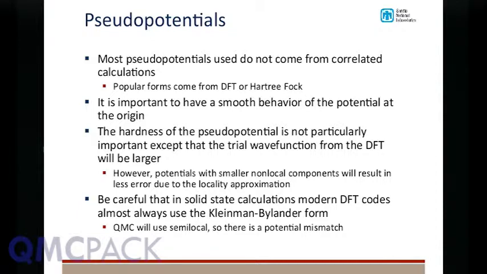A difference between, say, a DFT pseudopotential and a quantum Monte Carlo one is that we don't have to worry particularly much about how hard the potentials are. A large plane wave cutoff isn't really a problem, except that we're going to need more memory to store the wave function, but the cost is going to be just the same as for a soft pseudopotential. The thing that you have to be careful about is that a potential with a smaller non-local component will result in less error. So if your potential is hard, it may be that you have a large non-local component.